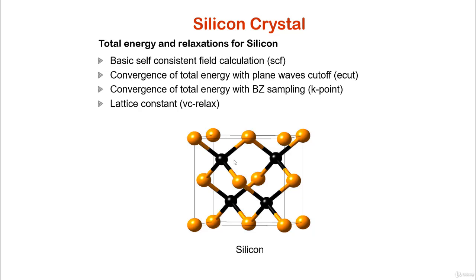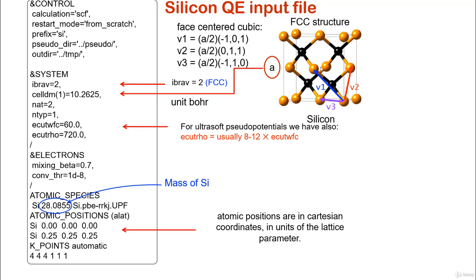As you can see, this is the silicon crystal lattice that is FCC type. It has 3 unit cell vectors. You can see it. Also, we can see the input file here.